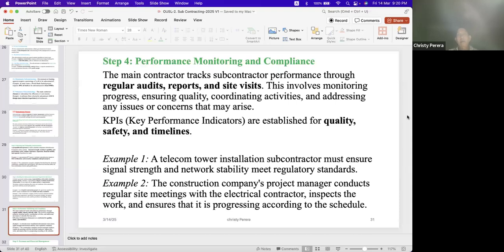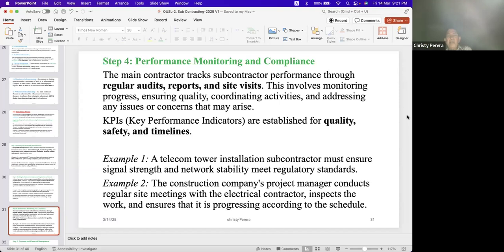Step 4, performance monitoring and compliance: regular audits, reports, and site visits, etc. Example 1, I have put it here, a telecom tower installation subcontractor must ensure signal strength and network stability meet regulatory standards. It's very important that for telecom and all these things, towers, telephone towers and everything, there is a telecommunication regulatory body also. That is called the telecommunication regulatory body. There is an organization also in Sri Lanka.